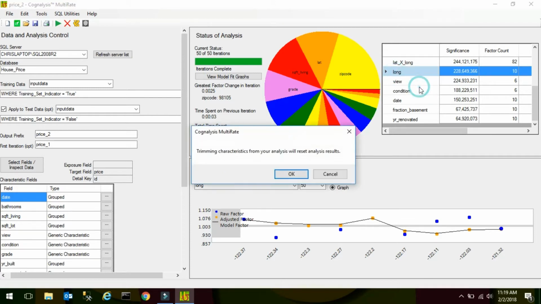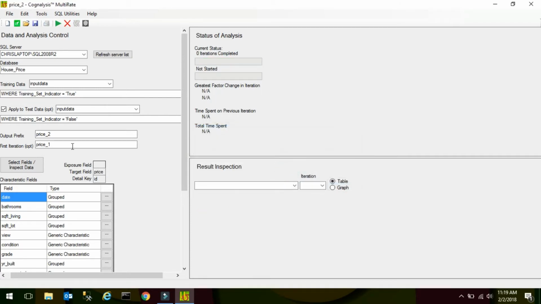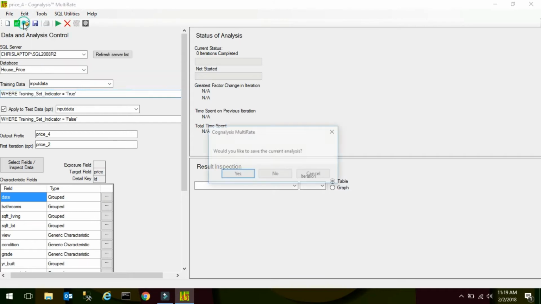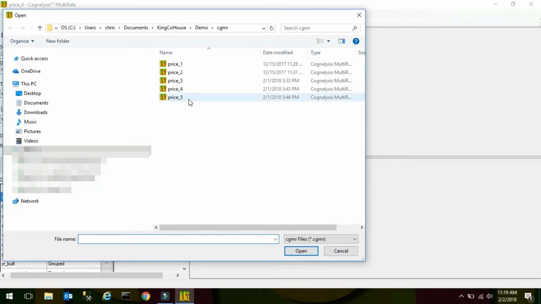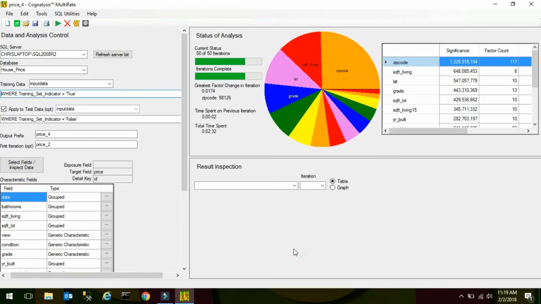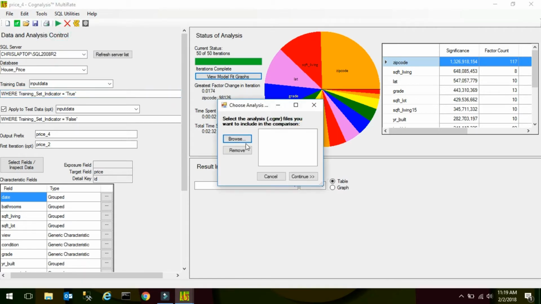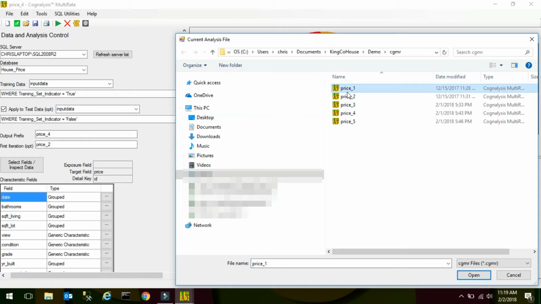So same thing, I can trim characteristics here, get rid of that one. This time I'd maybe call it price 4 because maybe I want to keep price 3 in there, and again have that start with price 2, kick that off, and again I've done that one as well. So actually I'm just going to open that one up, show what that one looks like. And we can run our compare analysis here, and we'll include all 4 of those now.